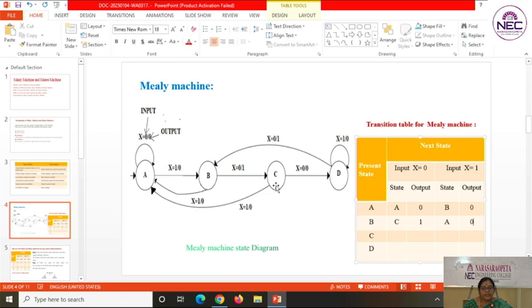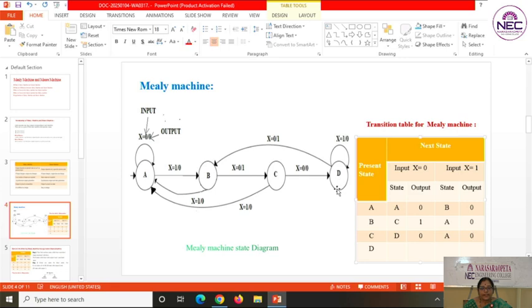Next, state C. If the input x is equal to 0, state C goes to state D. The output is 0. In state C, if the input x is equal to 1, then state C goes to state A. The output is 0.